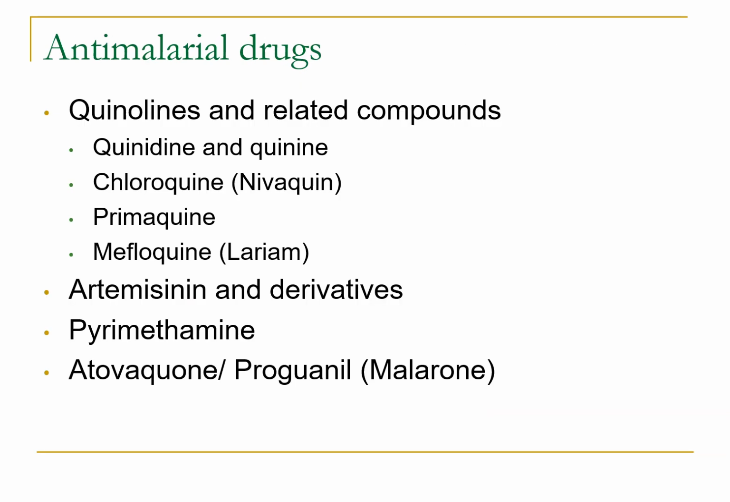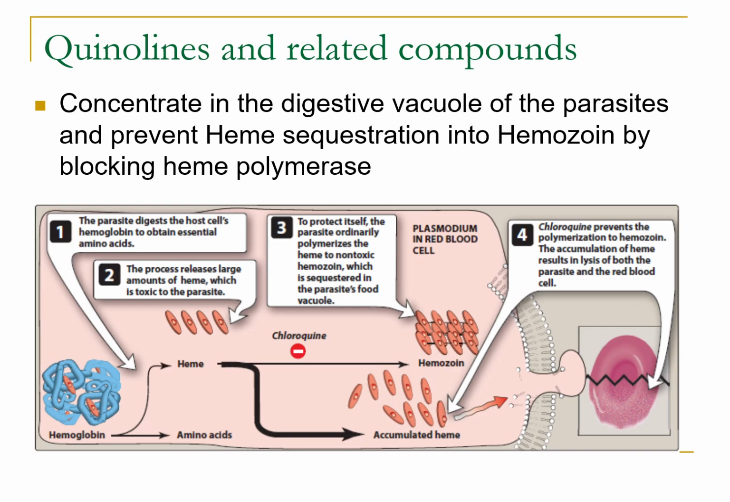Now we're going to go over the anti-malarial drugs. So we have the quinolines and the related compounds. We have artemisinin and derivatives, pyrimethamine, and atovaquone proguanil. We will start with the quinolines and the related compounds. How do they work? Well, it's shown in this figure below.